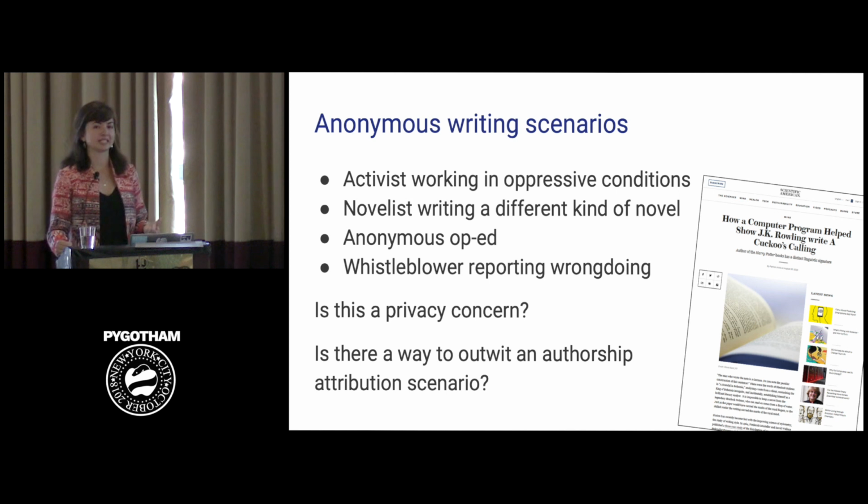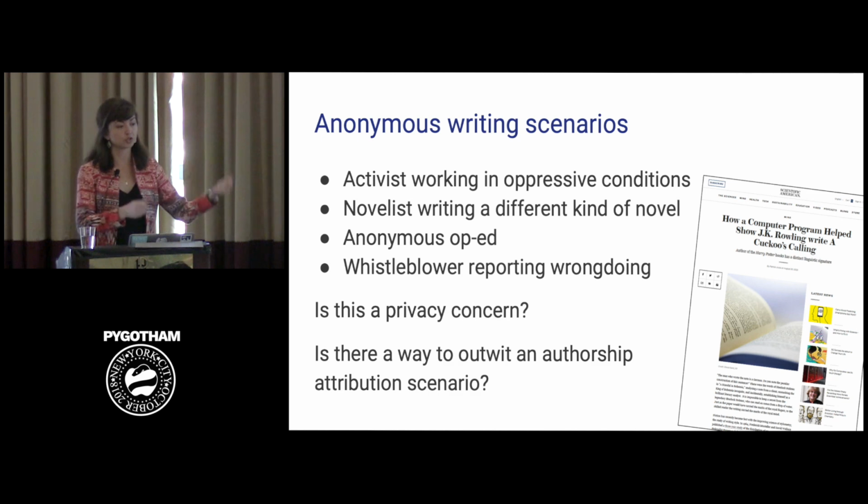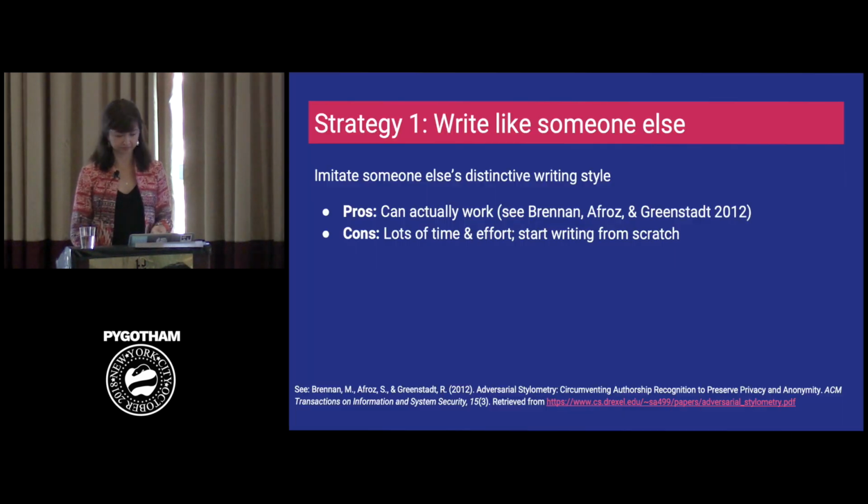So for example, let's say you write an anonymous op-ed in the New York Times, and you may be concerned about being outed by your own writing style. I don't know who wrote that, I'm not gonna unveil that today, don't get excited. But then authors like J.K. Rowling have also been unmasked thanks to stylometry analysis. So I'm wondering, is this a privacy concern? Is there a way to outwit an authorship attribution scenario? Is there a way to use what we know about stylometry to outwit it in the future?